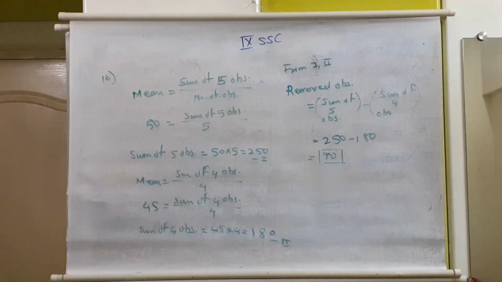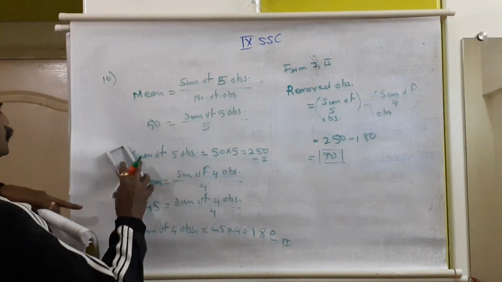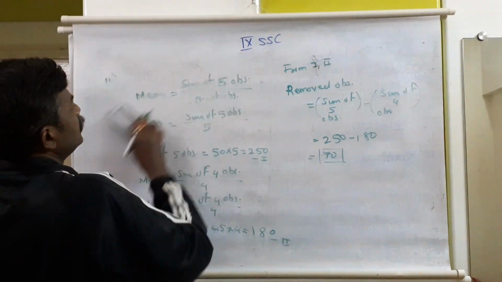Solution for question number 10. With the help of the given two pieces of information in sum number 10, the sum of 5 observations and the sum of 4 observations, we come to the required solution. Let's continue with sum number 11.